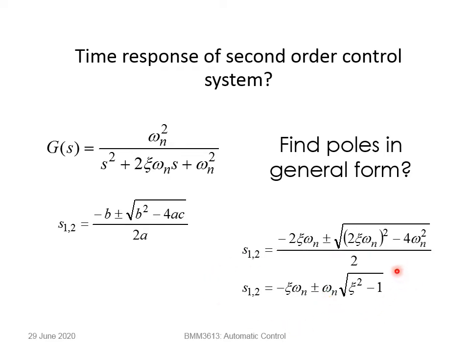So just by looking at the expression of the poles as a function of omega n and zeta, we know that we will have different types of time response depending on the value of zeta. So let's have a look at it.